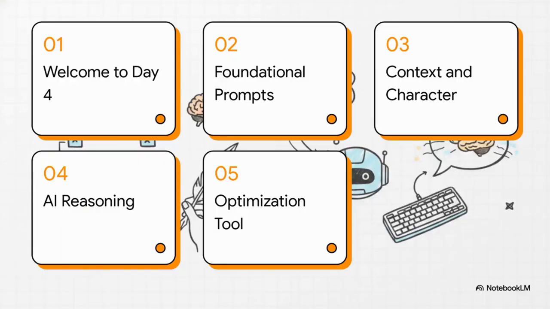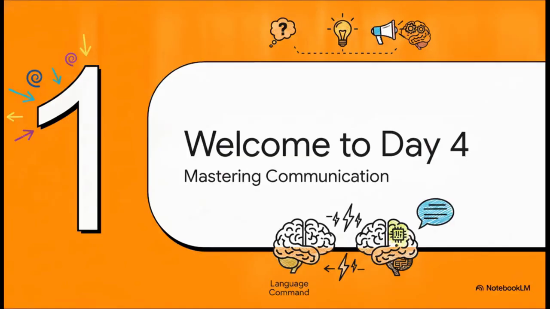Here's our roadmap for this explainer. We'll start with a welcome to day 4, then hit the foundational AI prompts, figure out how to add context and character, move into step-by-step AI reasoning, and finally wrap the whole thing up with the optimization tool project. Let's dive in. Section 1.